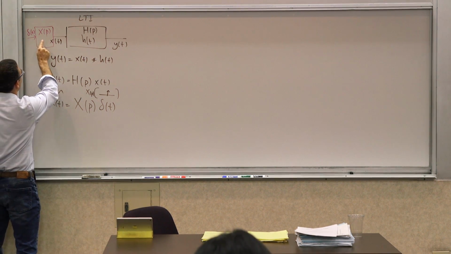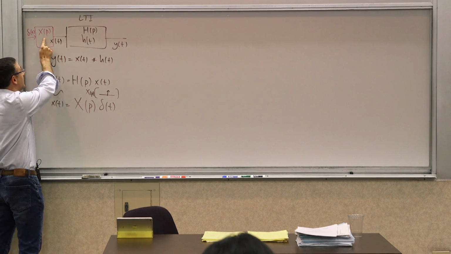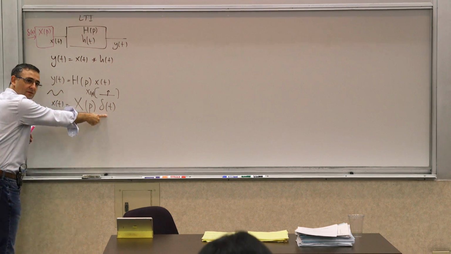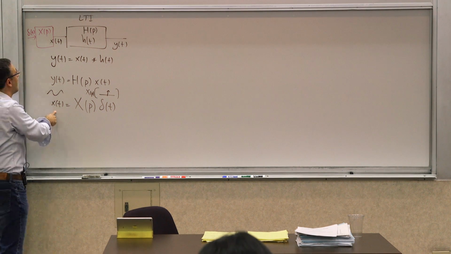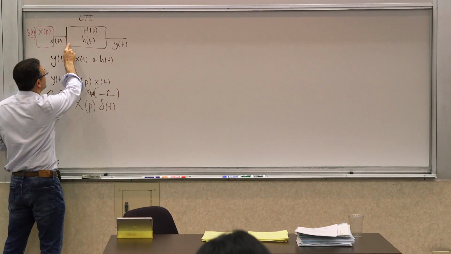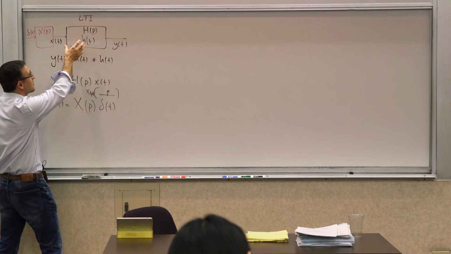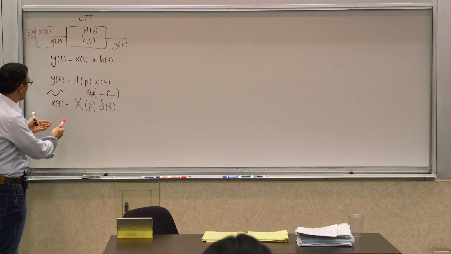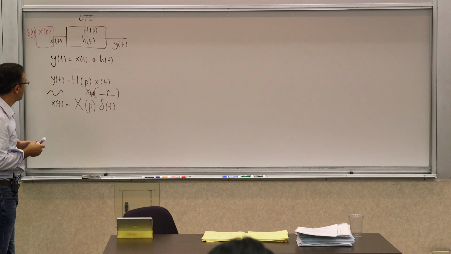Because if you think about it, what is the response of this system? If its system operator is X of p, the response is X of p operating on delta of t, which would produce lowercase x of t. And then that x of t goes to the second system, with the system operator, which is our main system, the actual system we are interested in, to produce the output y of t. So the question is, can we express x of t's in terms of this X of p?